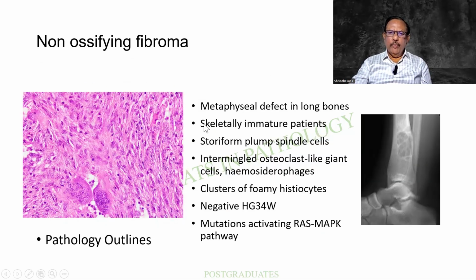The non-ossifying fibroma. Again, it can cause a metaphyseal defect in the long bones. The fibrous tissue is virtually replacing the bone in skeletally immature patients. Plump, spindle-shaped cells. And I do see these osteoclast-like giant cells. Negative for this HG34W. And look at the lesion, a cystic lesion of the bone.